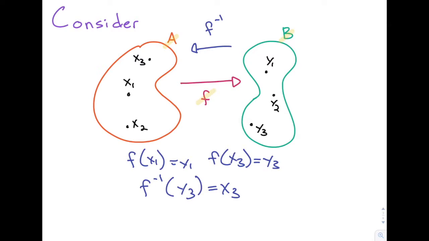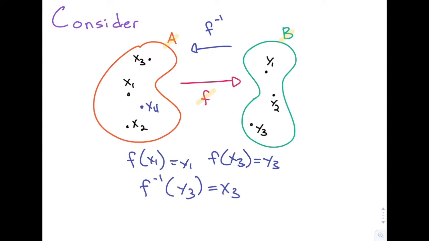So any number in the range of f that I hand to f inverse gives us an x value corresponding to the y value that we had in the range of f. That is, it helps us go backwards from the range back to the domain.